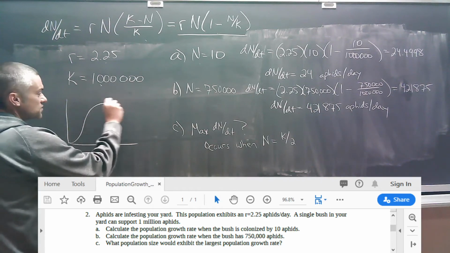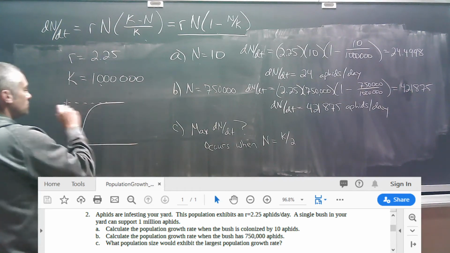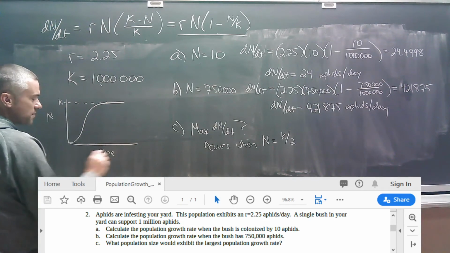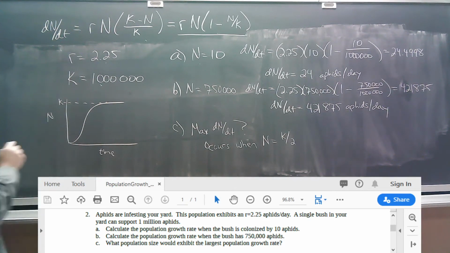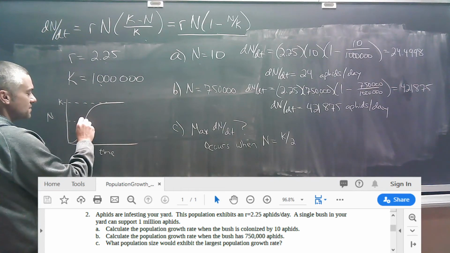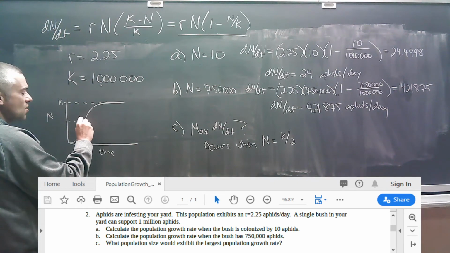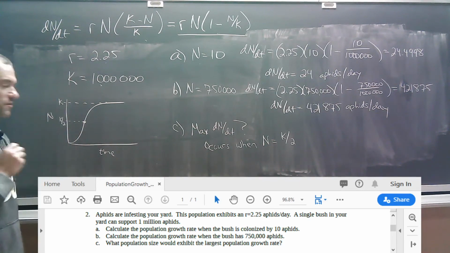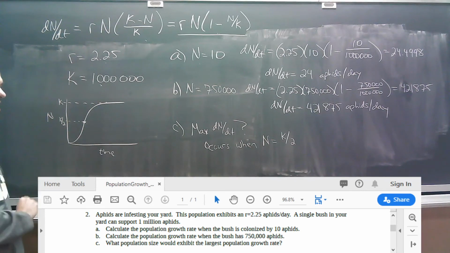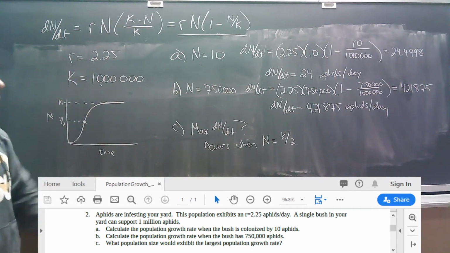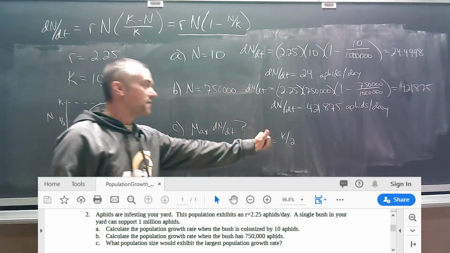So here's our sigmoidal curve. We grow up to our carrying capacity, and this graph represents our population size as a function of time. We want the point where the slope of our line is the maximum value, and it happens right at that point. And that point represents half of our carrying capacity. So just based on our equations, our maximum value is going to occur at half of our carrying capacity.